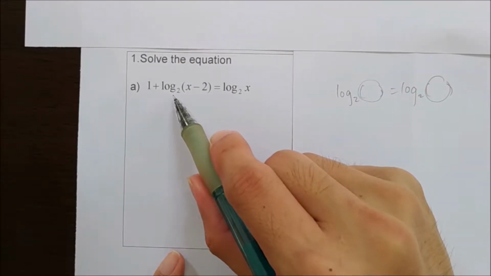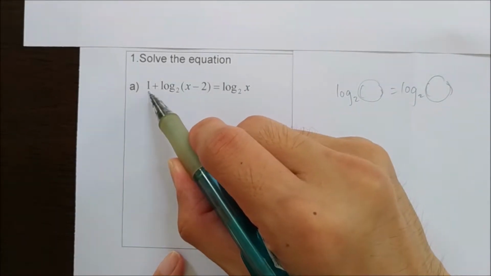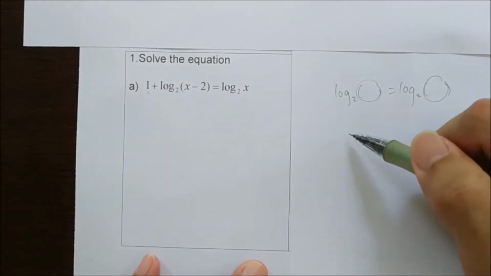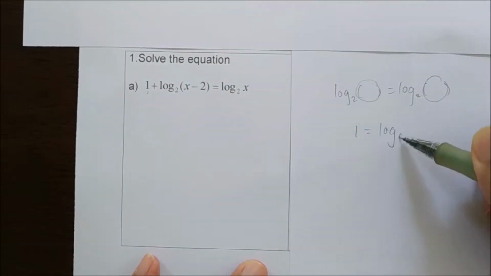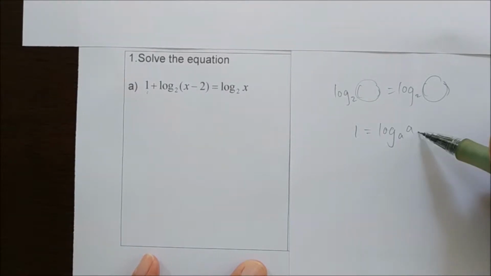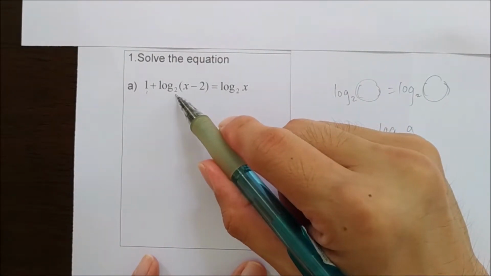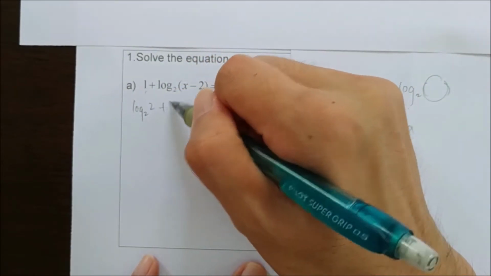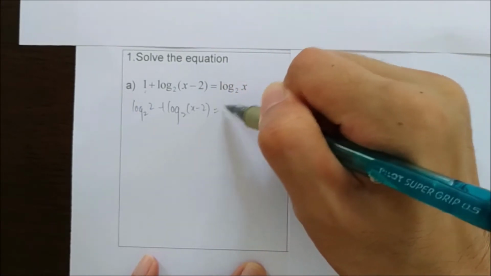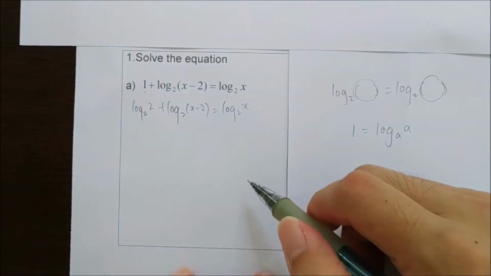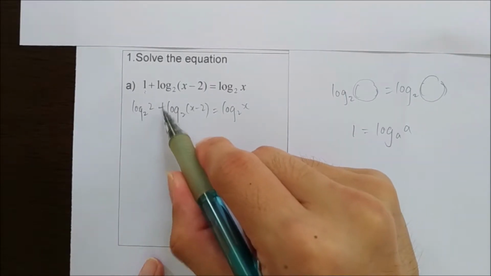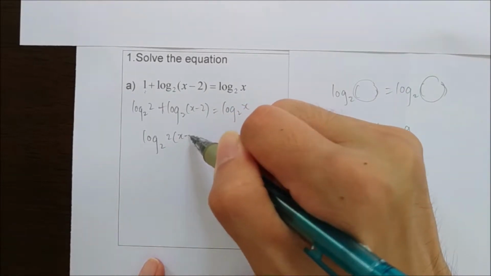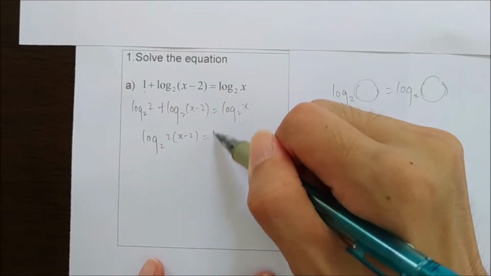Now, this is still not in this form yet because we still have a 1 here. But for 1, we can always change 1 to a log number. Actually, 1 equals to log base a of a, any number. So for this question, we change it to log base 2 of 2, plus this. According to the multiplication rule, since this is a plus, we can combine this. It becomes 2 times x minus this, multiplied by this.